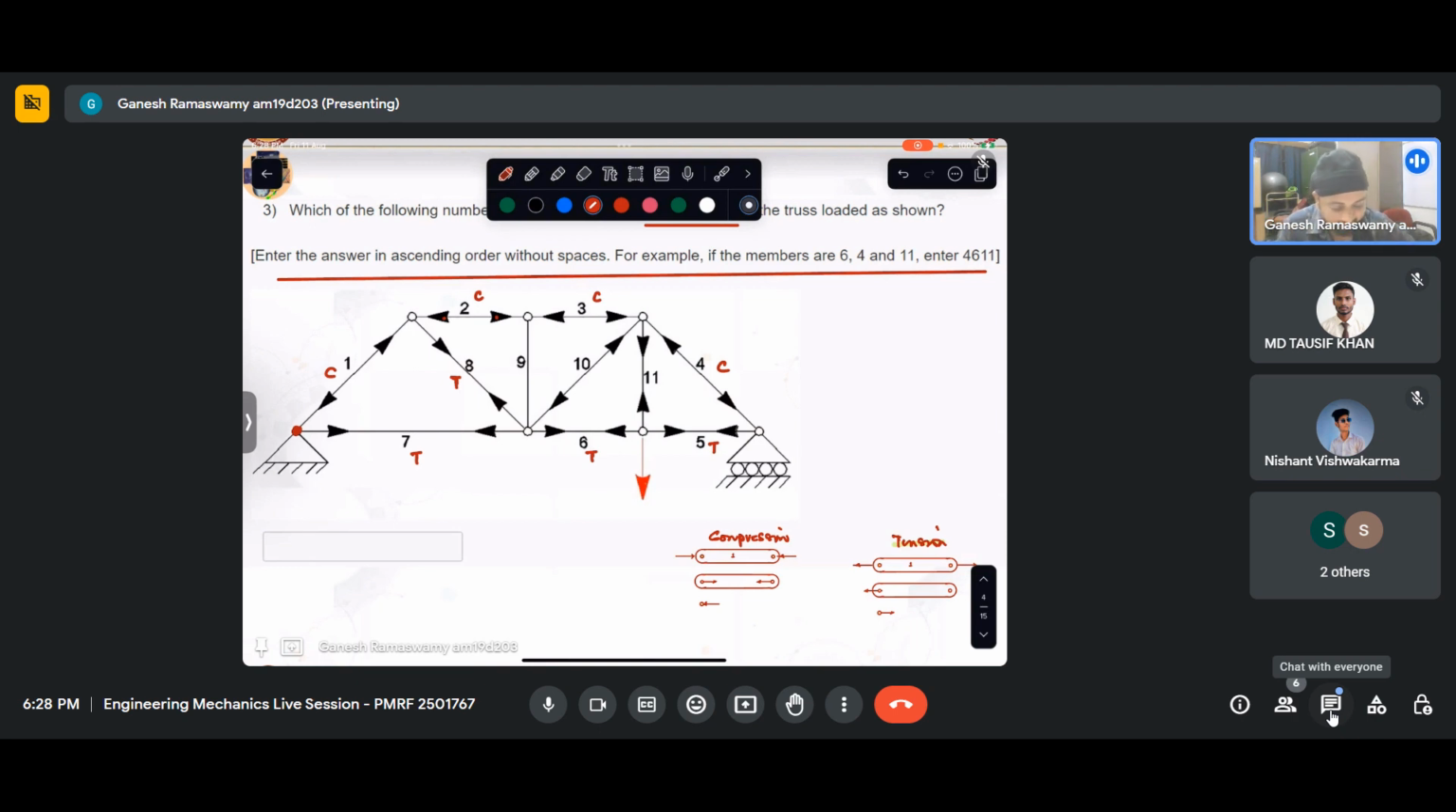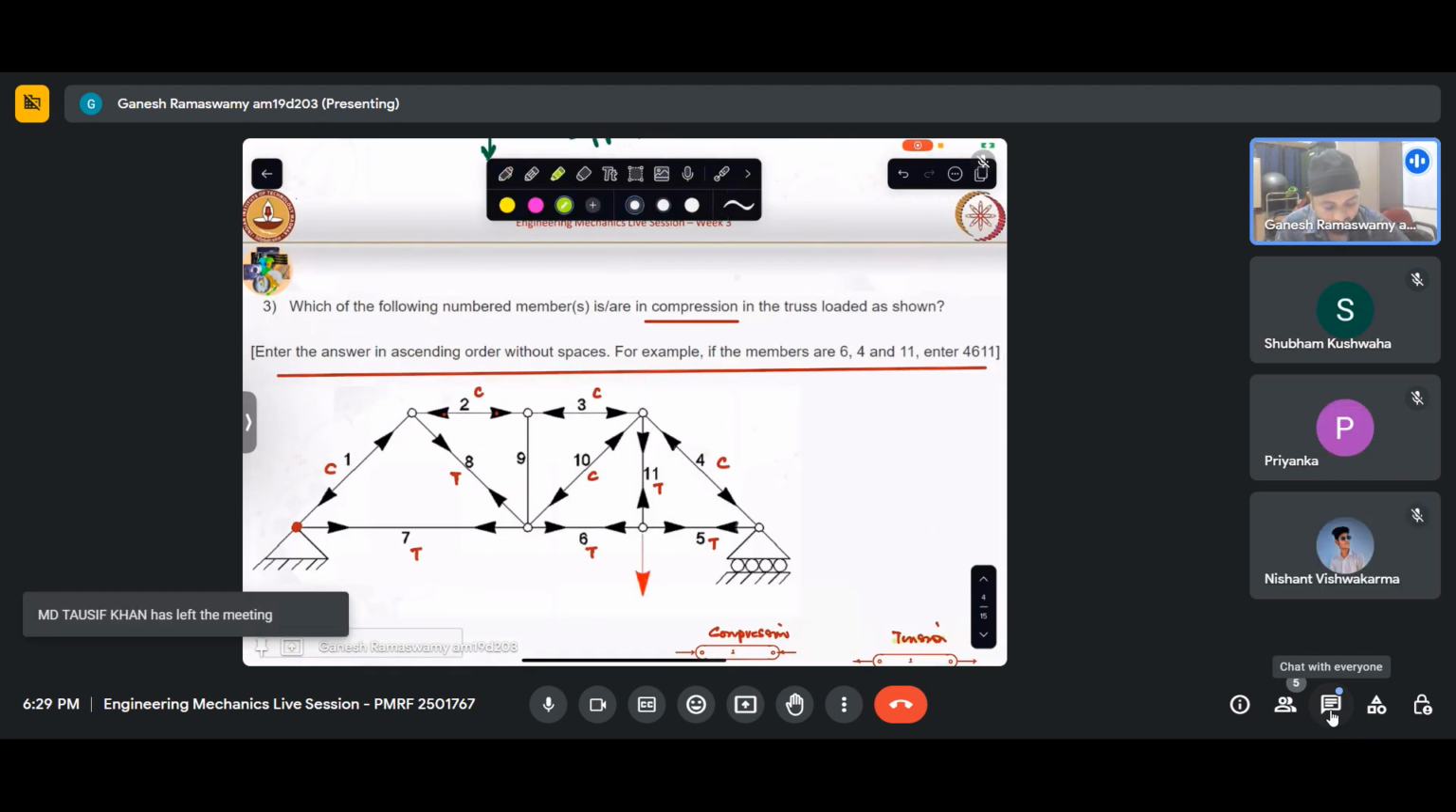In member 10, we have the force pointing towards the joint. So essentially, this is in compression. And 11, we can see that it is pointing away from the joint. So this is in tension. So in the question, we have been asked to collate and report all the members that are in compression. And we have to do it in ascending order without spaces. So for example, if 6, 4 and 11 were found to be matching the criteria given in the question, then we should report the answer as 4611. This is for computerized checking. I suppose you can bear with that.